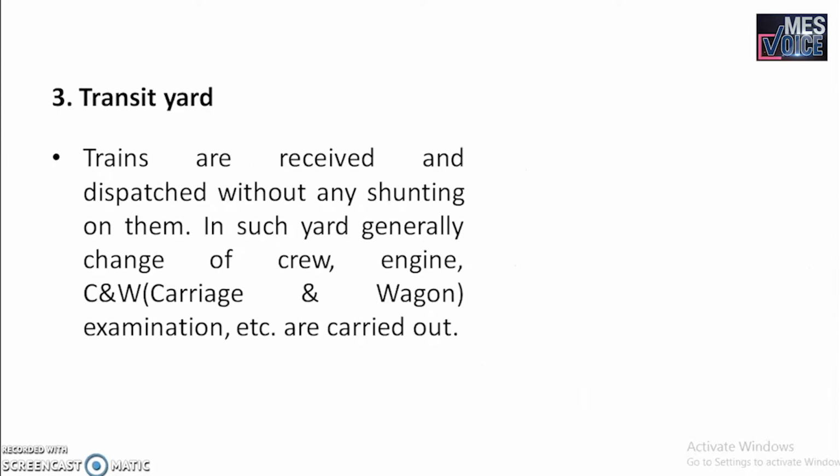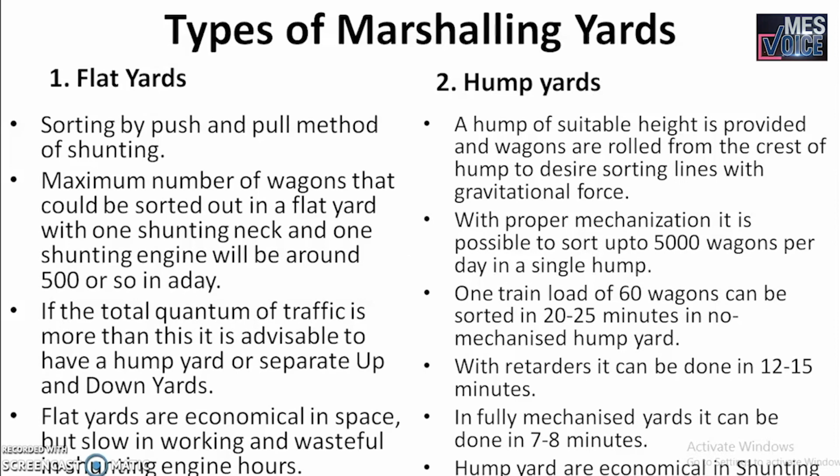Here the trains are received and dispatched without any shunting on them. In such a yard, generally change of crew, engine, carriage and wagon examination, etc. are carried out. So a transit yard is just a temporary yard where the trains are stopped for the purpose of dispatching the goods. The train will not stop more than 2-3 hours, and after that the train will move on. But in the case of a marshalling yard, the train will stay there for days or for weeks. So these are the types of marshalling yards.